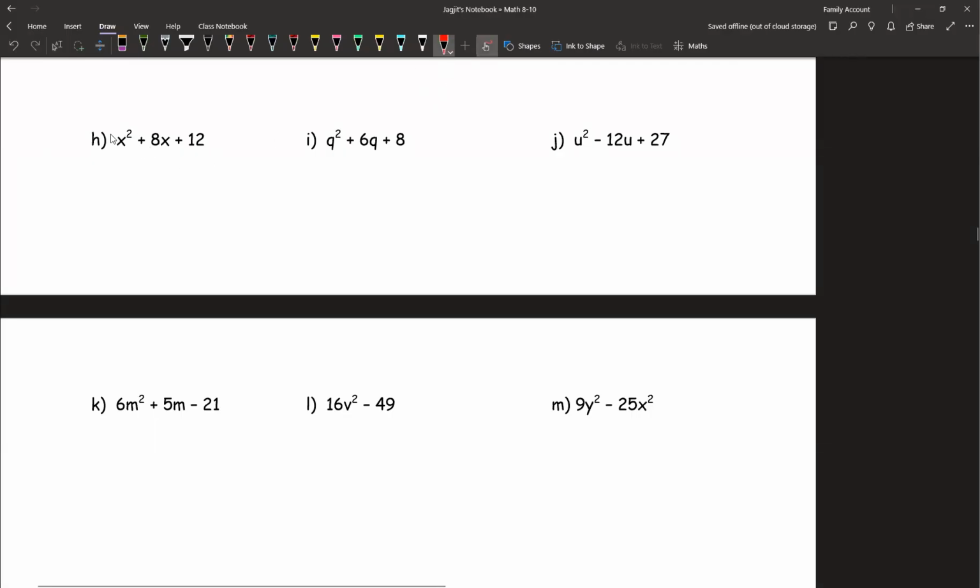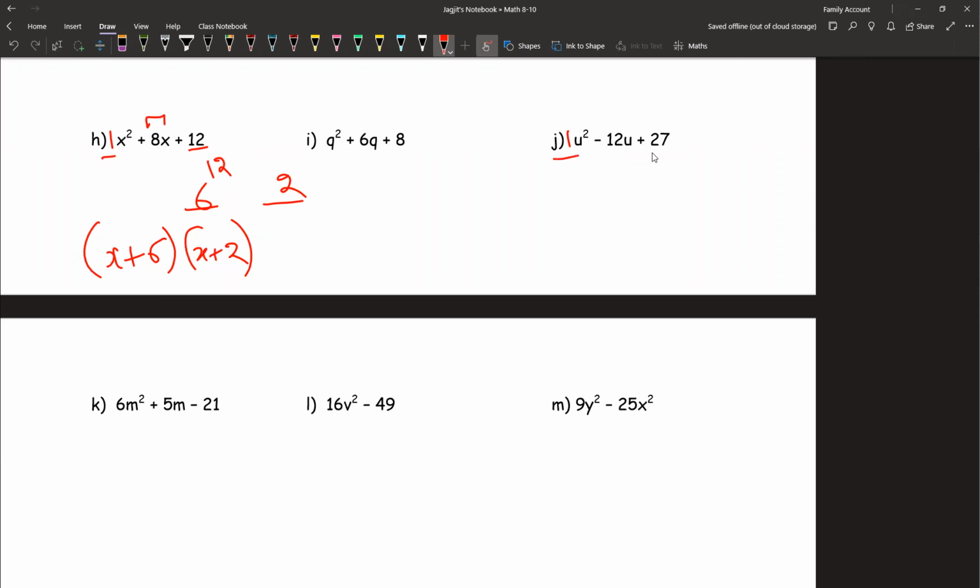Okay, let's have a look at h. The number in front of x squared is 1. 1 times 12 will give me 12. We want to think of two numbers: when you multiply, you get 12, and when you add them, you get 8. That's easy, 6 and 2. The number in front of x squared is 1, so that will just be (x plus 6) and (x plus 2). Simple.